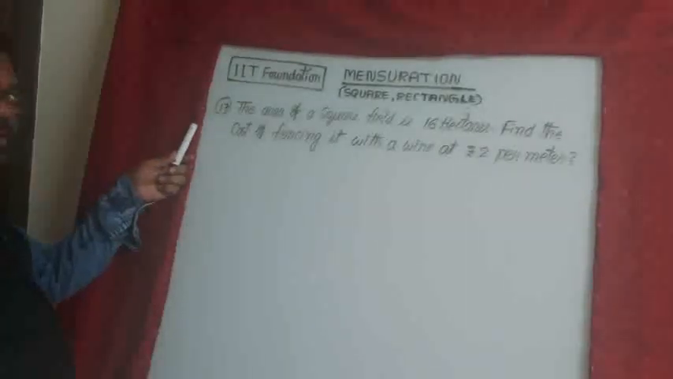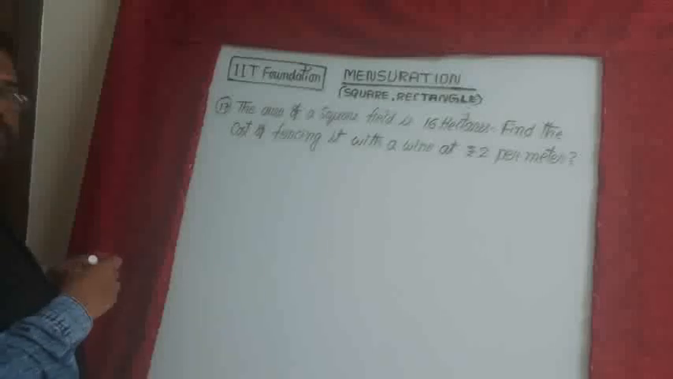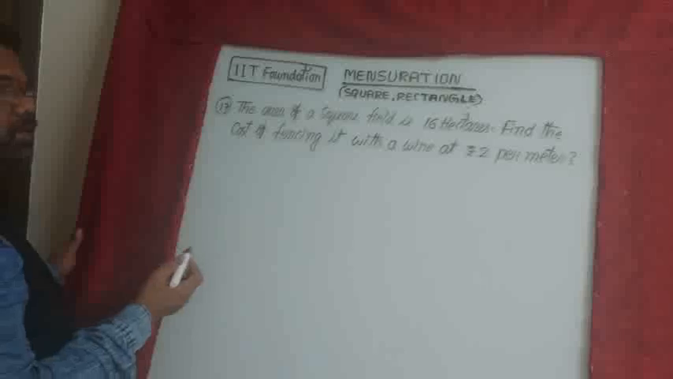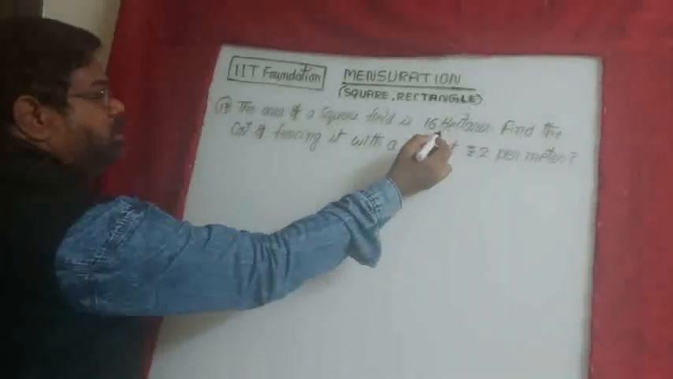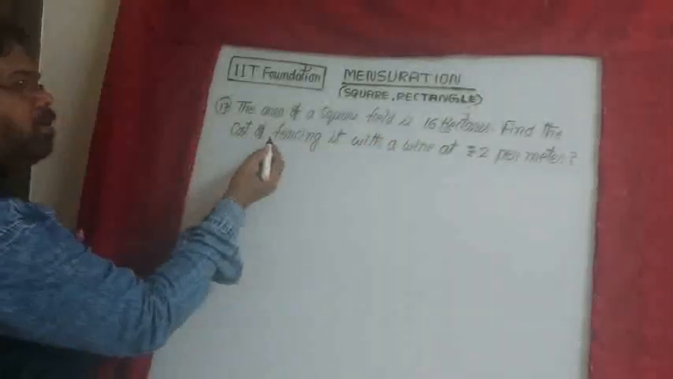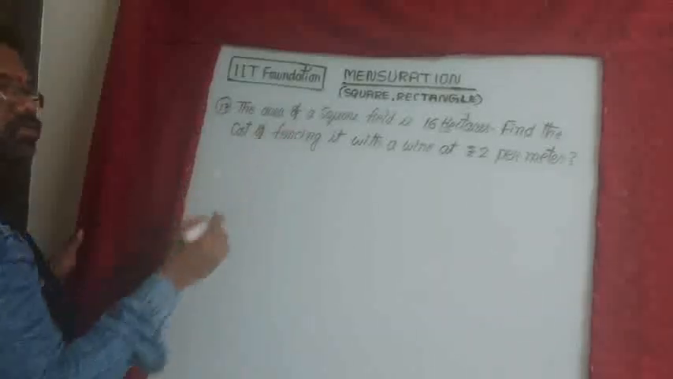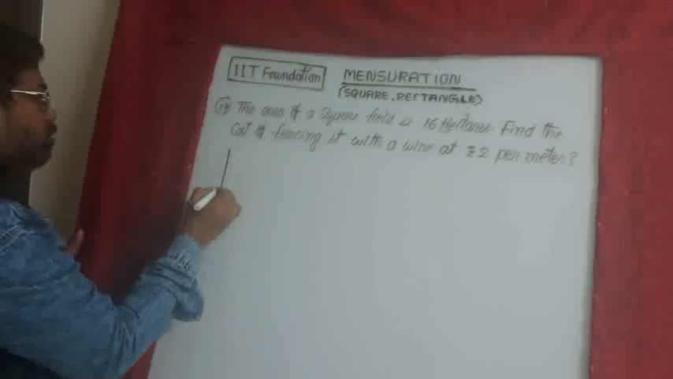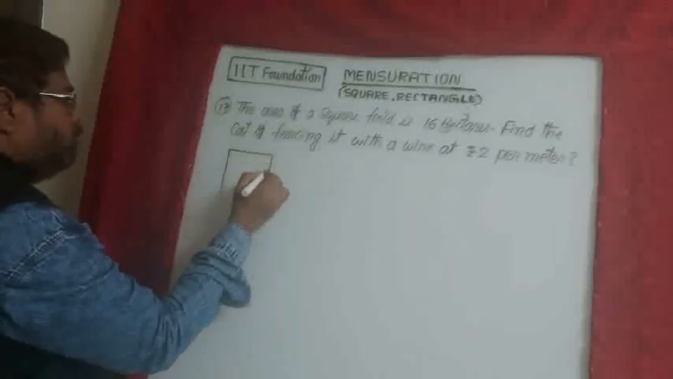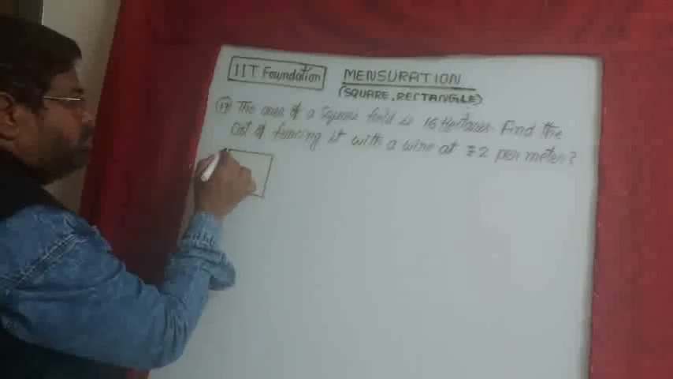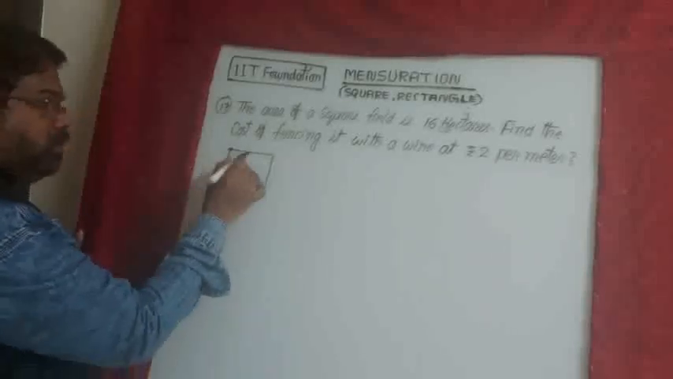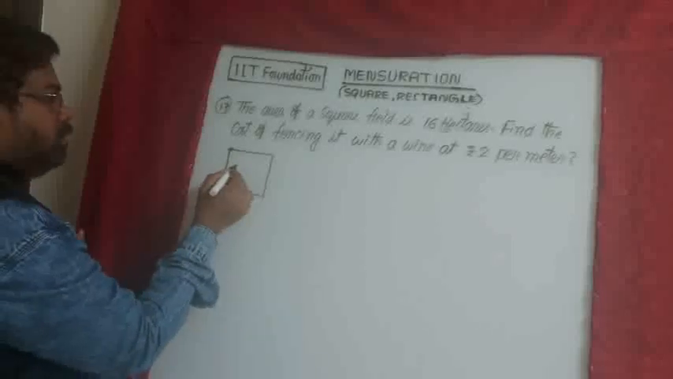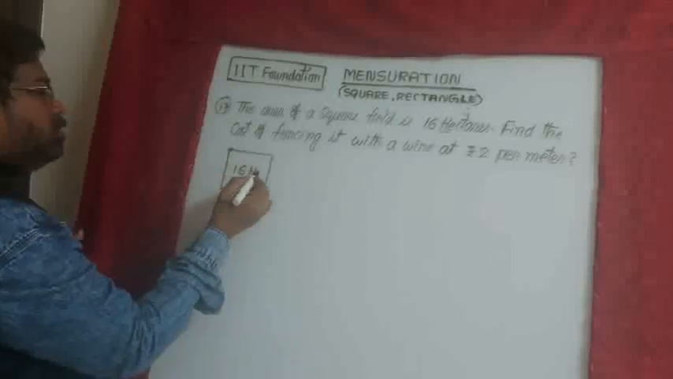Okay, so question number 17. The area of a square field is 16 hectares. Find the cost of fencing it with a wire at 2 rupees per meter. Again here, a square field is there. The field is in the shape of a square. Its area is given, meaning the entire space inside it. It is given as 16 hectares.